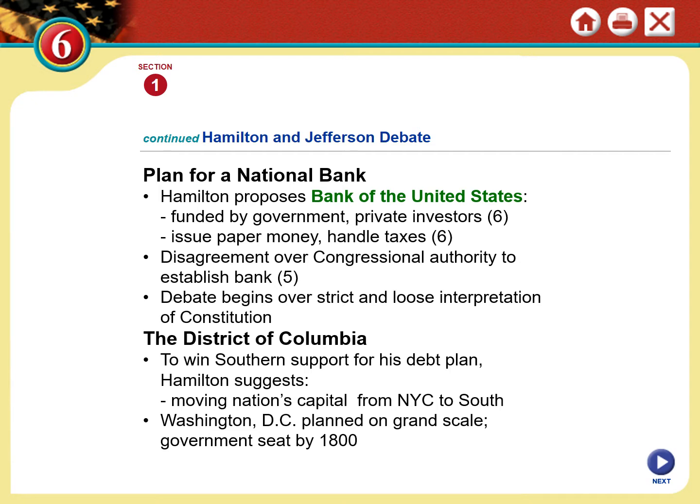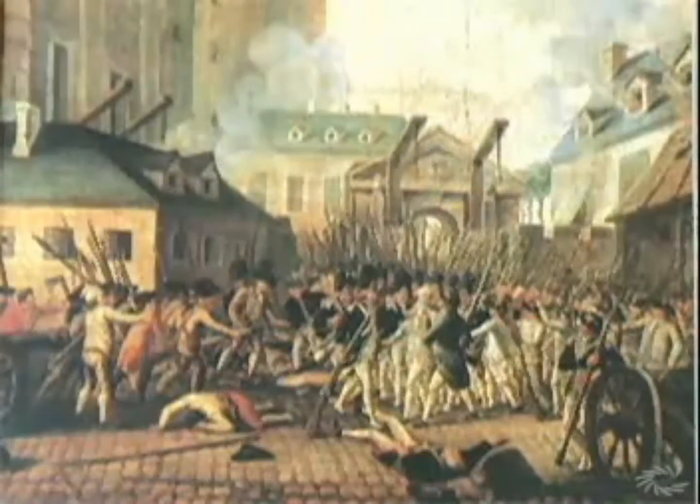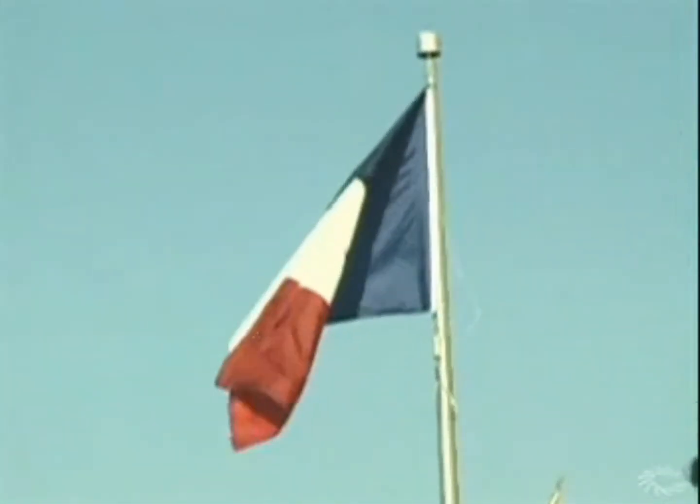And so Washington, D.C. was the site of a former swamp. It was nothing. There was no town there. It was just empty marshland. And so a grand city was planned. And it was decided that by 1800, our nation's capital would reside in Virginia at the District of Columbia. And as America struggled to put together its new government, a revolution broke out in France in July of 1789. The repercussions of the French Revolution came to have a profound effect on United States foreign policy throughout the 1790s.